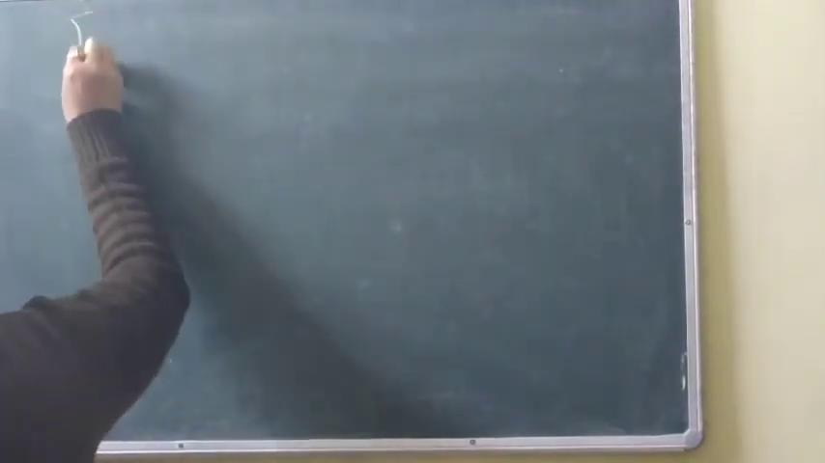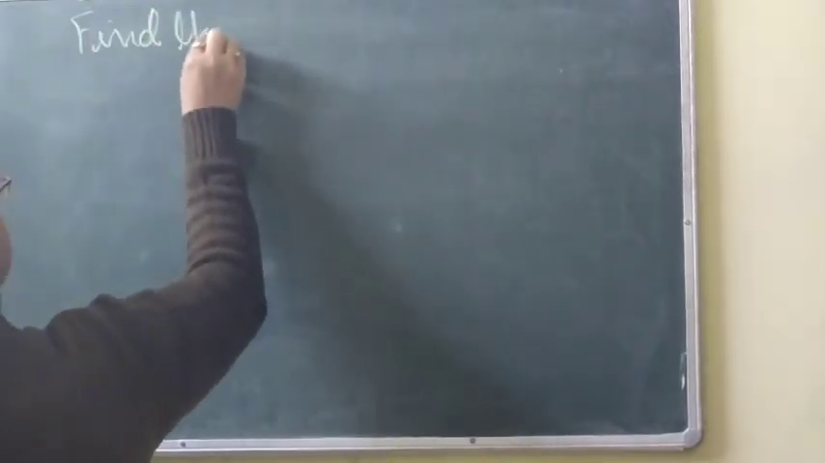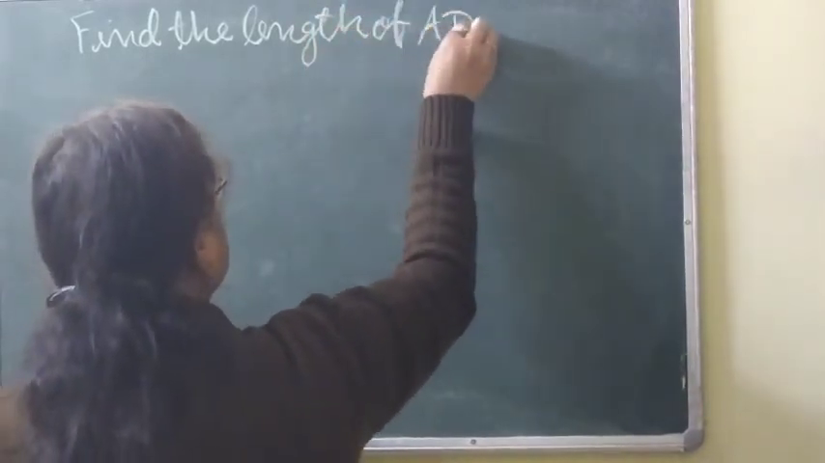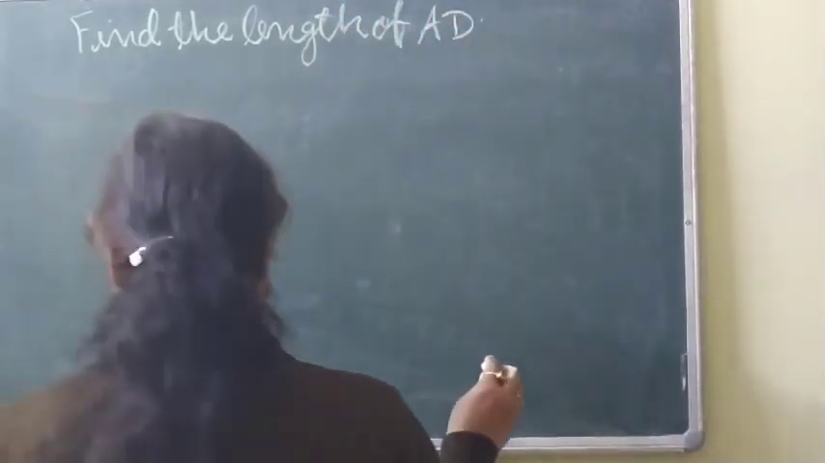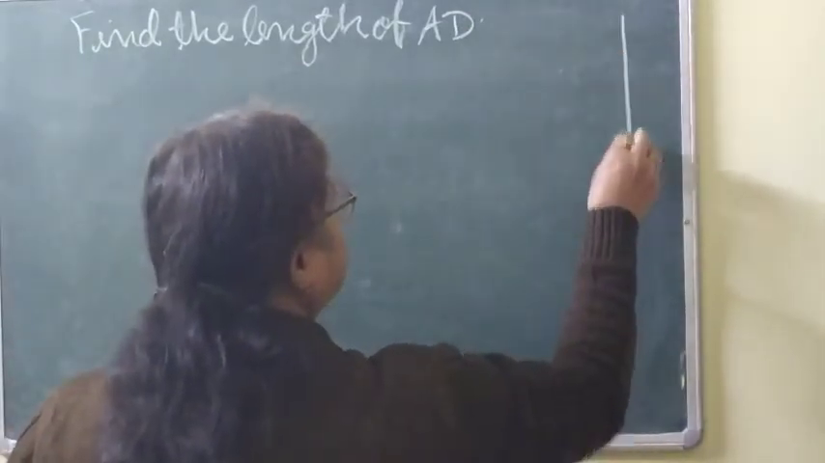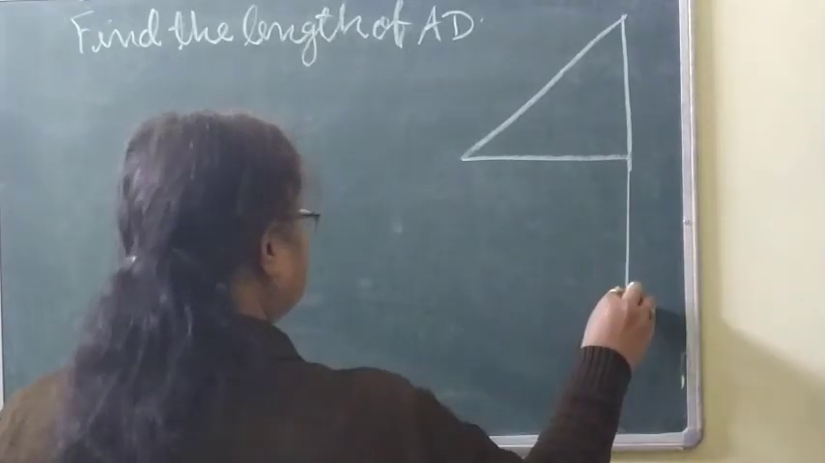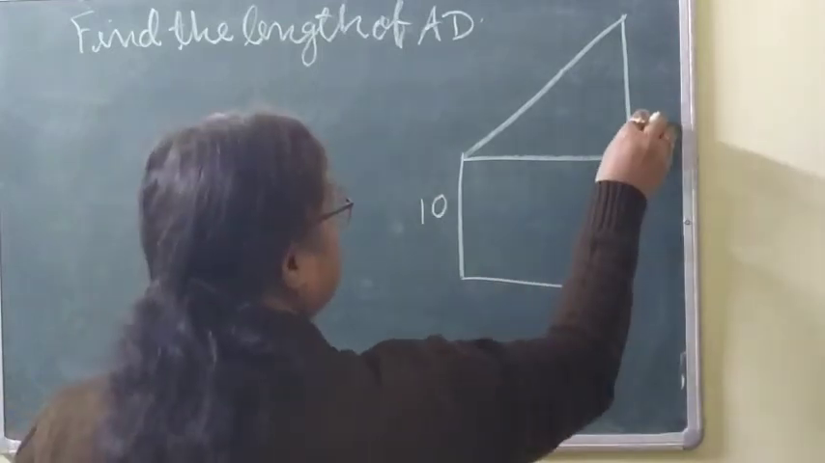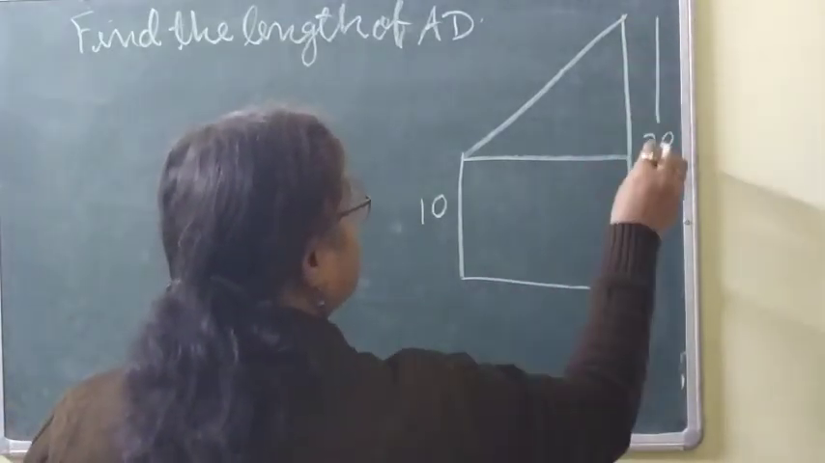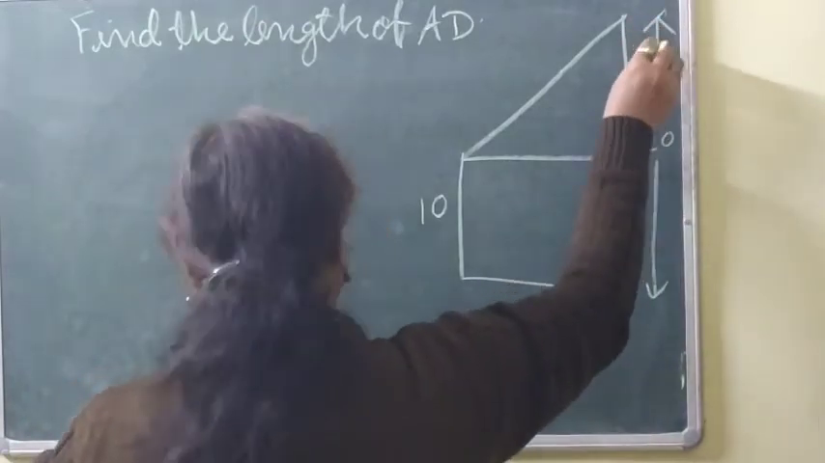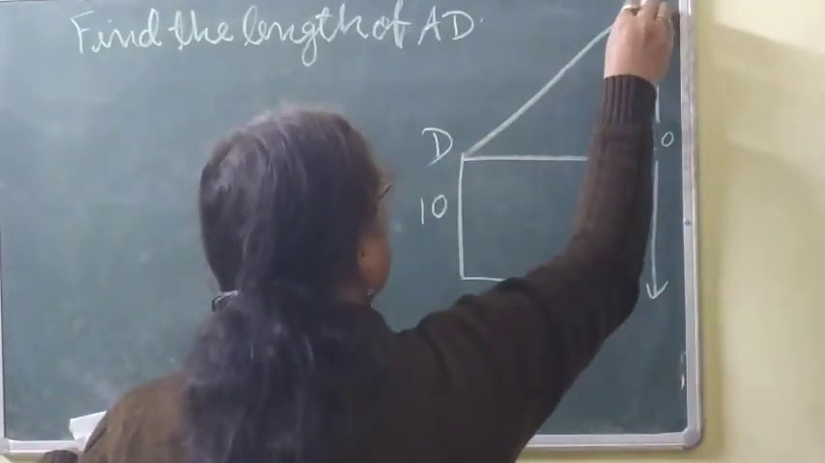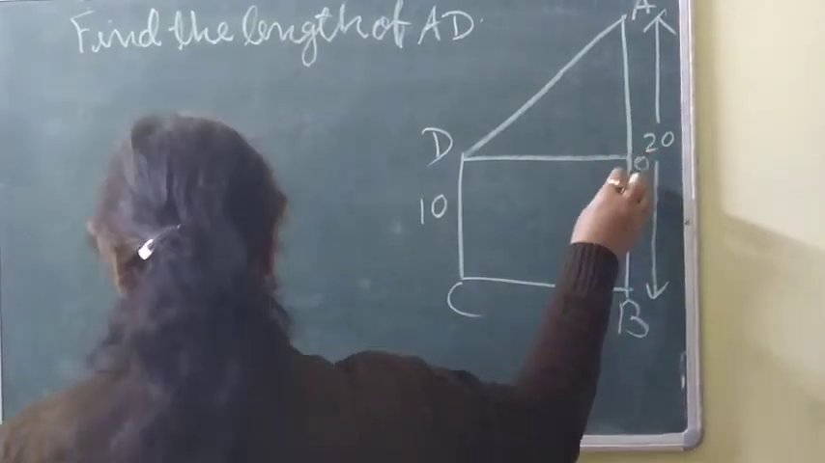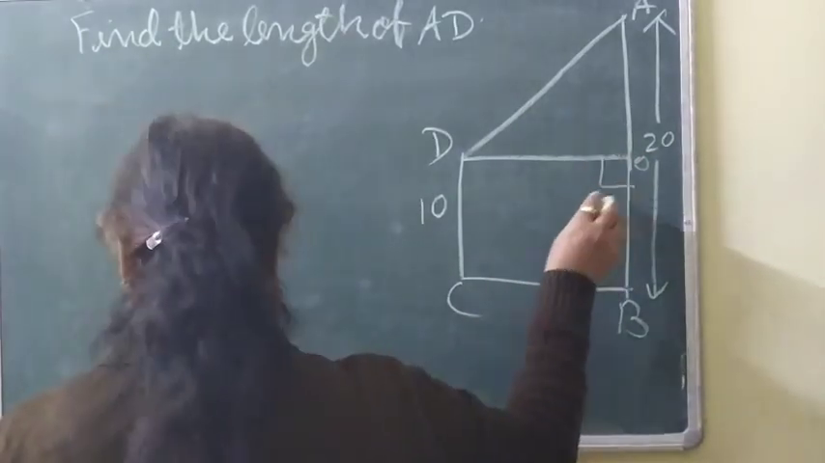Find the length of AD. Clear? You have to find out the length of AD in this figure. This is the figure. This is 10. This is 20, it is given. This one is D, this one is A, this one is C, this one is B, and this one is O.